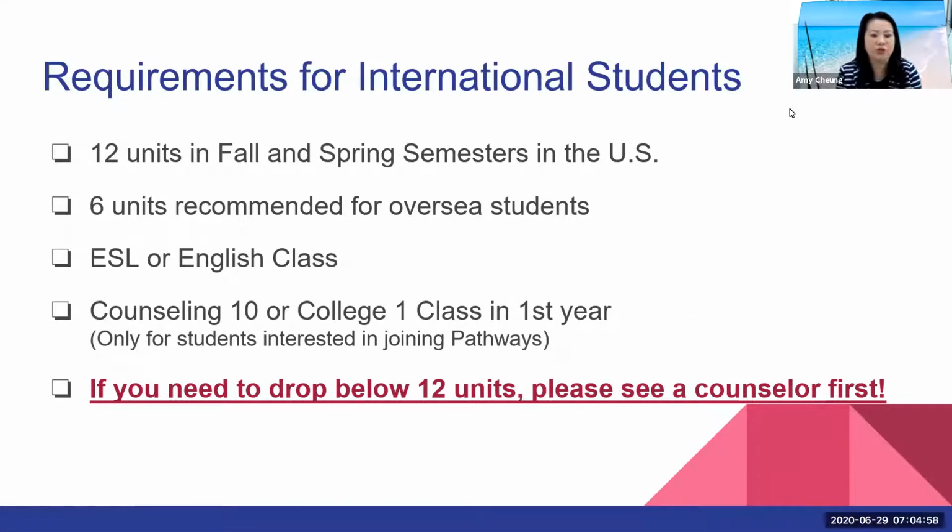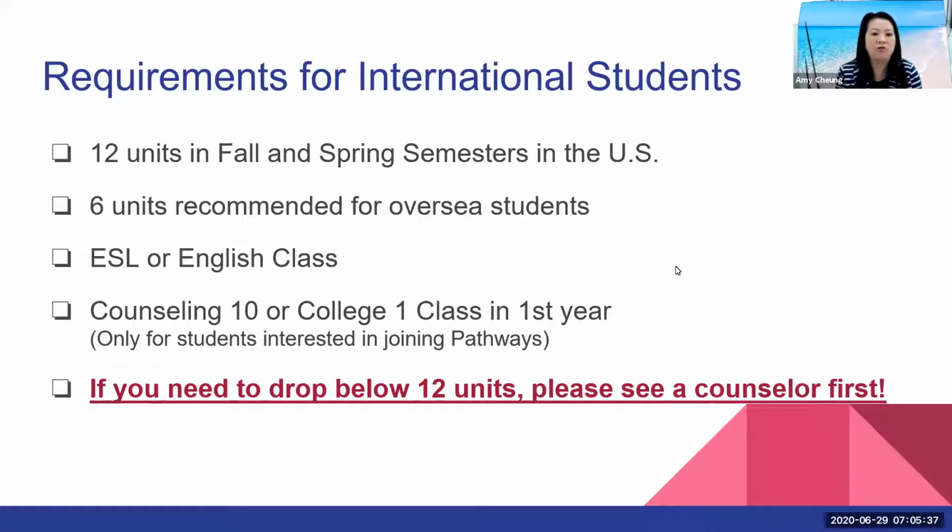So as an international student at PCC, there are some requirements that you need to meet. So for example, in the fall semester and the spring semester, you need to be in full-time. Full-time at PCC means 12 units. 12 units typically means 4 classes per week. And for those of you who are overseas and you're not able to come in person for the fall semester, we recommended that you take 6 units, 2 classes. For those of you who are able to be here in person in the US, then 12 units would be required for all new international students.